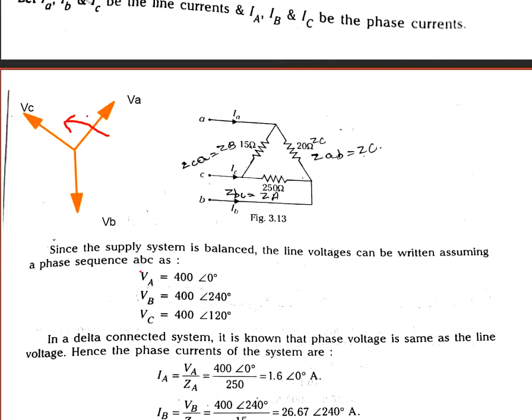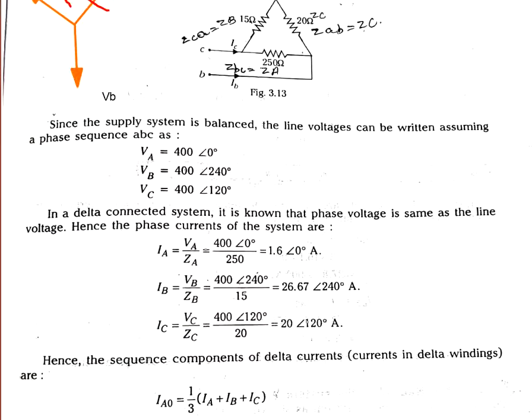Now, the same thing has been given here. VA is 400 at an angle 0. Since it is rotating in anticlockwise direction, VC has been given as 400 at an angle 120 and VB has been given as 400 at an angle 240.